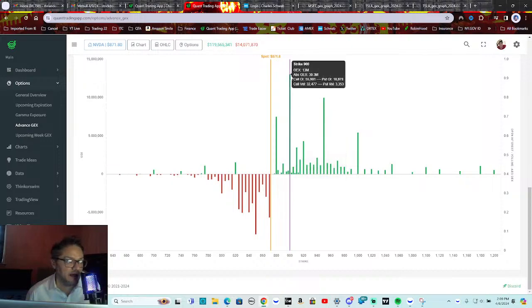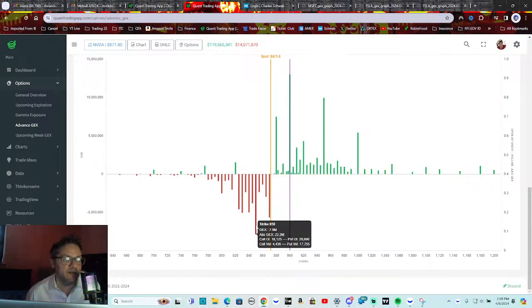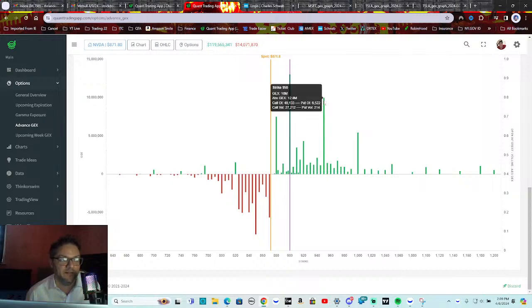The highest GEX is at 13 million. The negative side is 7.9 million. The next one below that is even higher than the 900 at 10 million. Now, I'm not saying that this is in play because it's a high GEX, but in my use of the tool, this will add to the attractant of 900, if that makes sense.